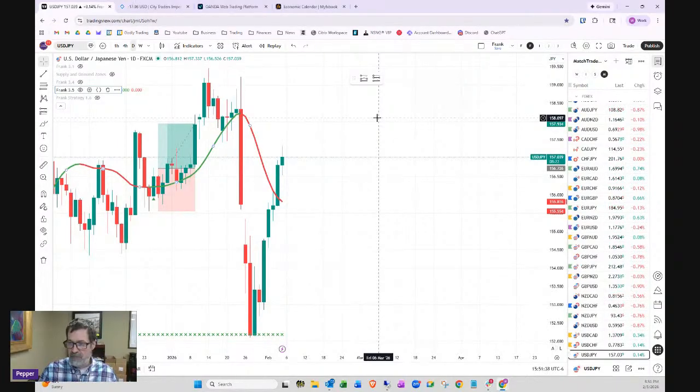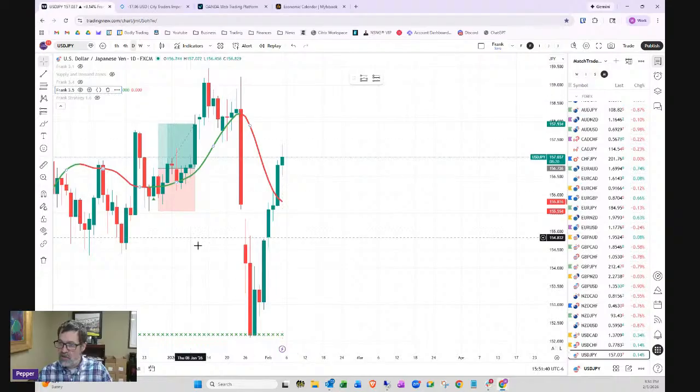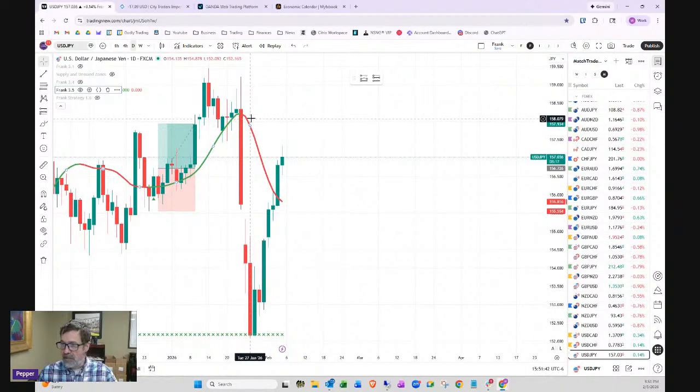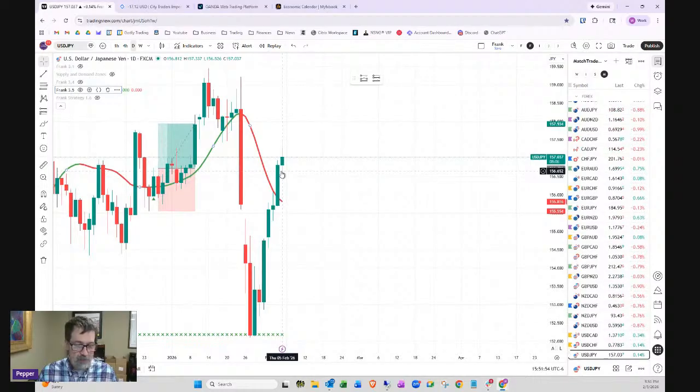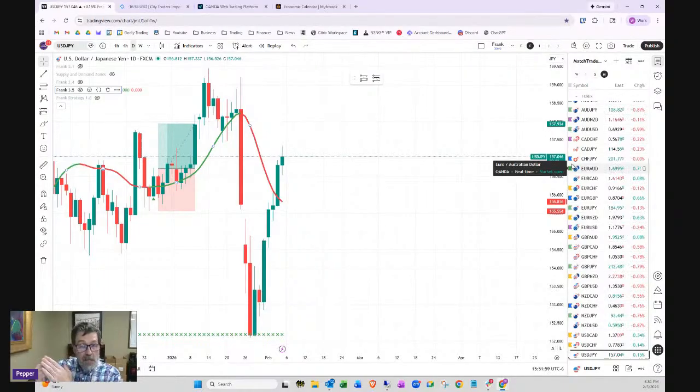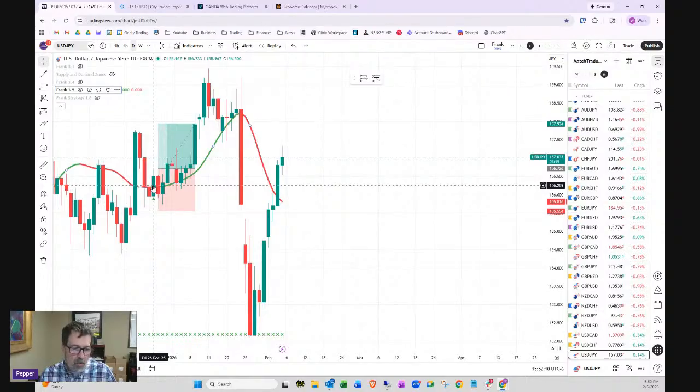So the strategy is this: when the Hull moving average is red, let's say, because right now I'm looking at the dollar yen, when the Hull moving average is red, price needs to open above the Hull and close as a bearish engulfing candle. The opposite will be true for a long. The Hull needs to be green, the price needs to open below it and close as a bullish engulfing candle. That's it. And so these green and red arrows just tell me, hey, the situation has occurred, and it's time to go long or short.